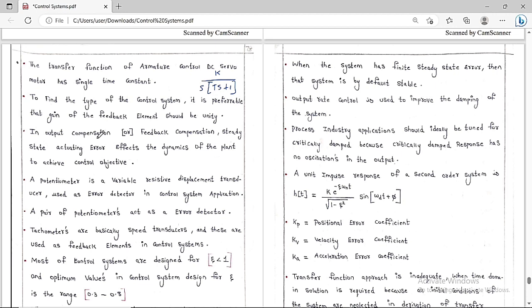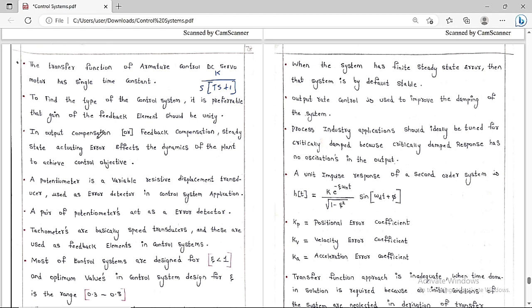So basically, if you want to figure out the type of the control system, always try to make the gain H of s equal to 1. Then work out G of H of s, and figure out the number of poles which are present at the origin; that is called the type of the system. So in order to find the type of the control system, it is preferable that the gain of the feedback element should always be unity.